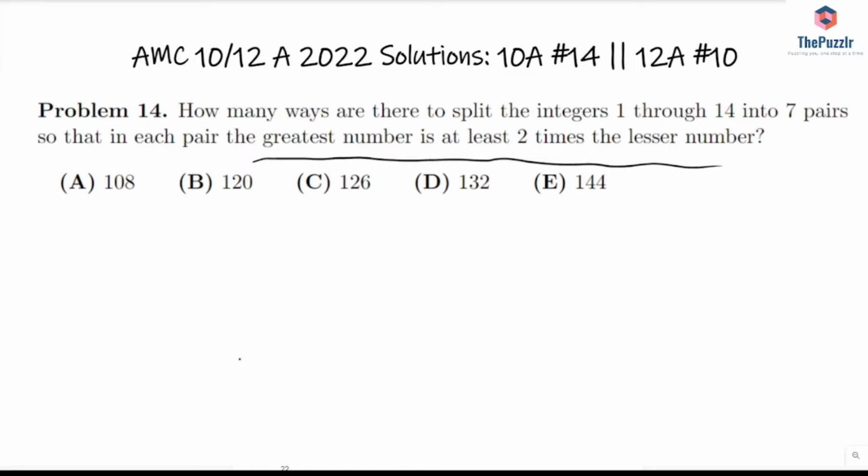Okay, so for this problem, the key insight is that 8 through 14 all have to be in separate pairs. The numbers 8 through 14 can never be the lesser number in any of the 7 pairs, because then the other number would have to be at least 2 times that number, which is impossible. So 8 through 14 should all be separate.